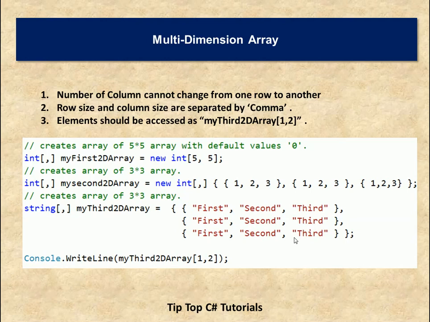The third point tells that an element should be accessed as my third, 1, 2, so row, column. As you can see here, the array can be declared and initialized as below. Either we can define it like this, where we use curly braces and we specify the first row, second row, and third row. The row and column numbers can be different. Coincidentally, here I am using an array where row and column size are the same.